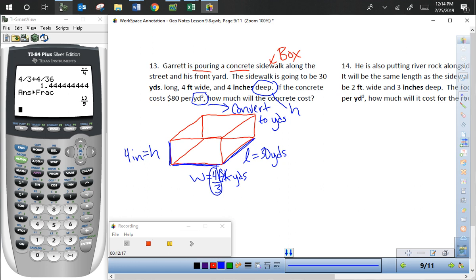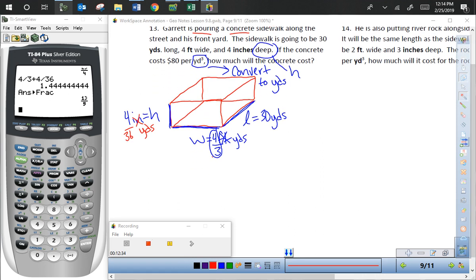All right, over here, 4 inches. Okay, inches is smaller than yards, so we're dividing. And there are 36 inches in a yard, so we'll divide by 36. It's no longer in inches. Once we divide, it's now in yards. Once we have those 3 conversions, we can go ahead and decide what to use here.